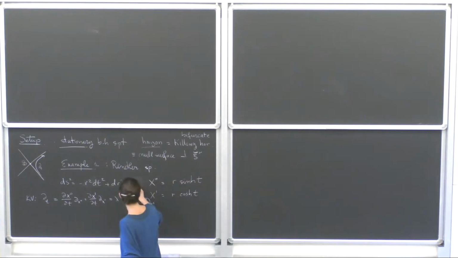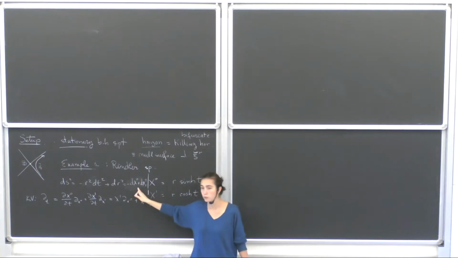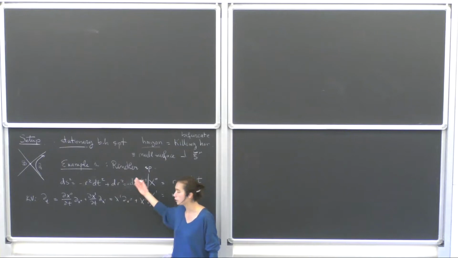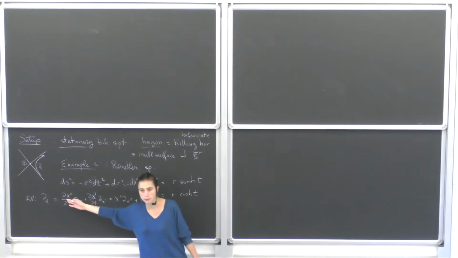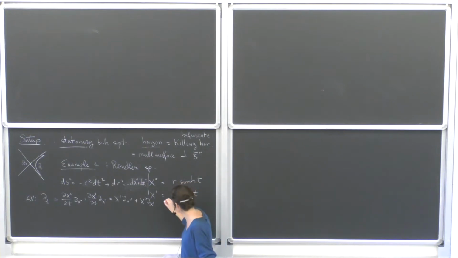Maybe I should write the original Minkowski coordinates. So this is -dx0² + dx1². This is the usual 2D Minkowski metric. And in terms of the usual isometries, of course, this is an isometry of the spacetime. This guy is just the boost generator.